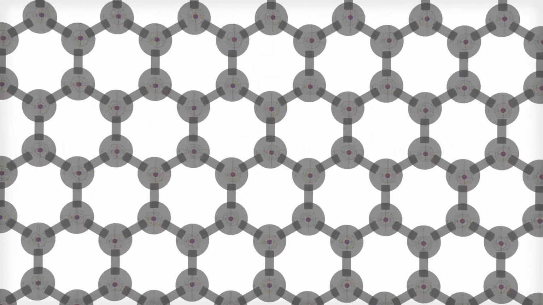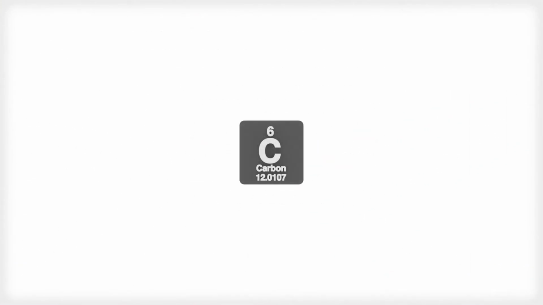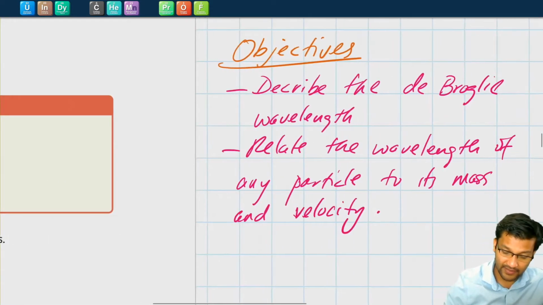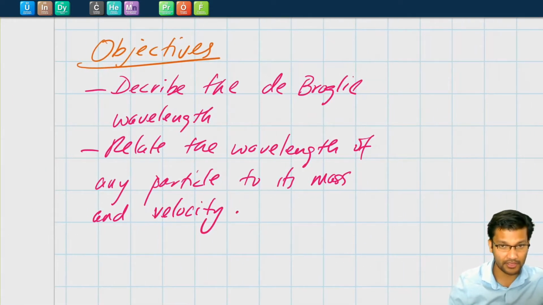Hello students, this is Professor Chalai, and in this video we're going to start looking at the basics of quantum mechanics by talking about the de Broglie wavelength. As always, you can follow along with our chapter 6 workbook, and by the end of this video you should be able to describe the de Broglie wavelength and relate this wavelength to the particle's mass and velocity.